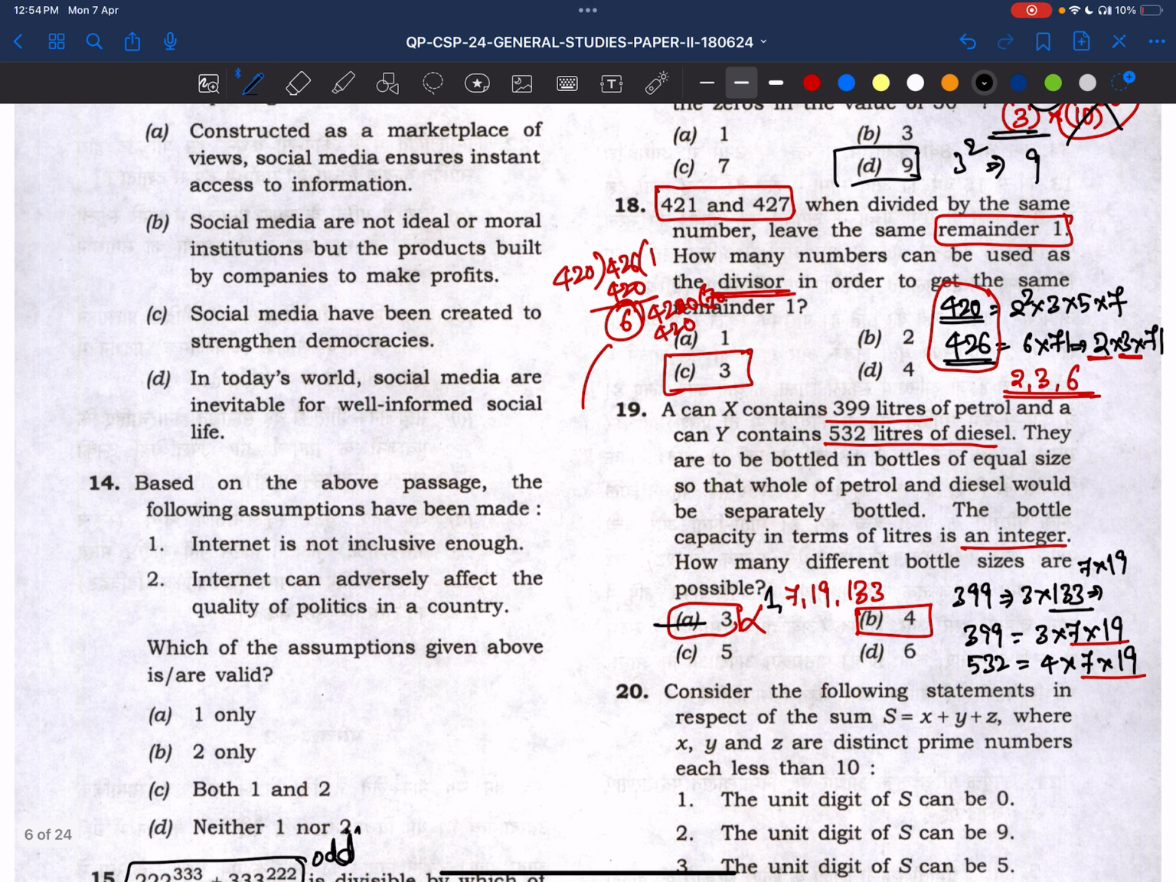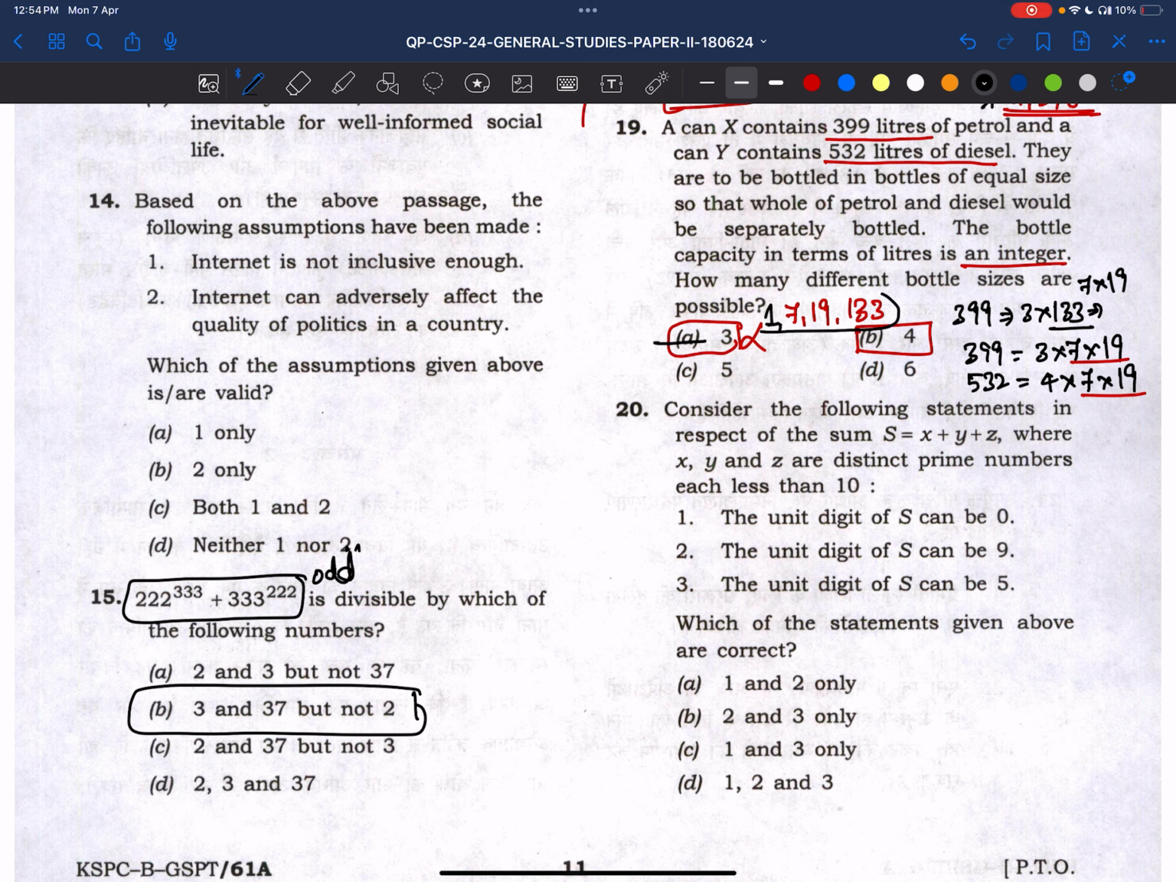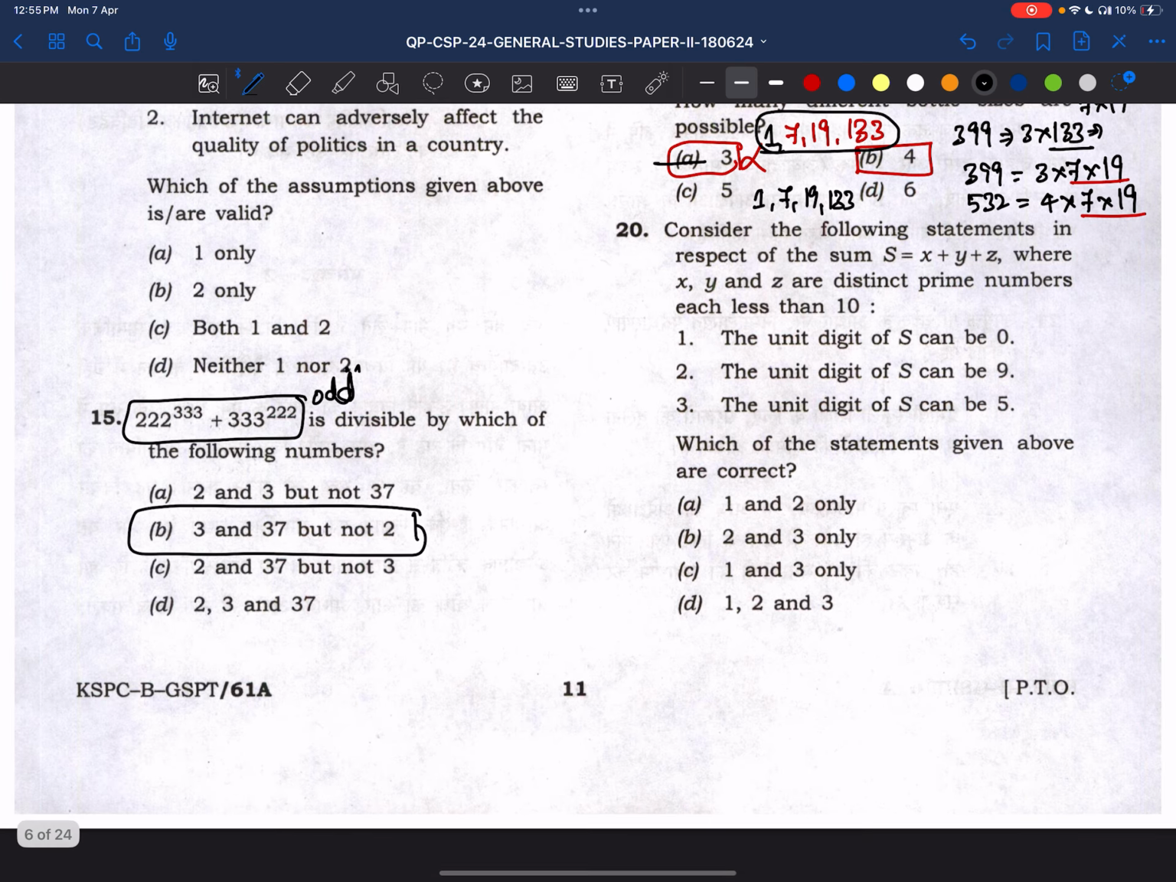See here, he's asking for the divisor value such that the remainder is 1. Here also the common factor is 1, right? 420 will be 1 into 420, but if you divide anything by 1, the remainder will be 0, right? So in that case, we are not taking 1. But in this case, we have to take 1 because 1 is also a common factor between these two. So we can take 4 different size bottles, which are 1 liter, 7 liter, 19 liter, and 133 liters. So the answer will be 4. Okay, friends, be careful.